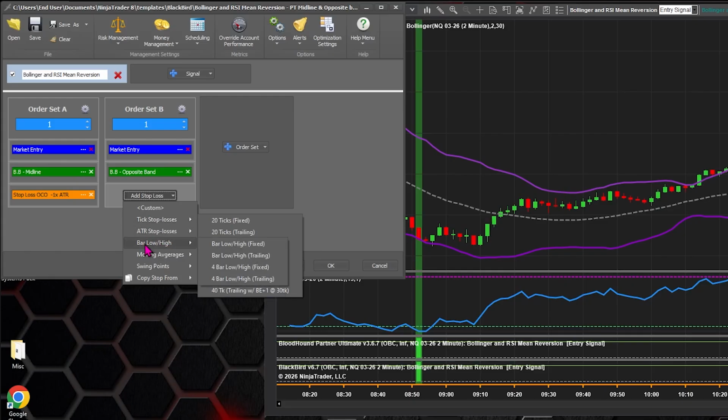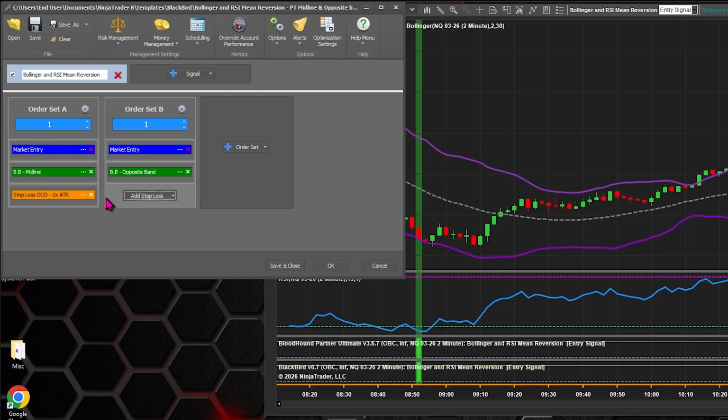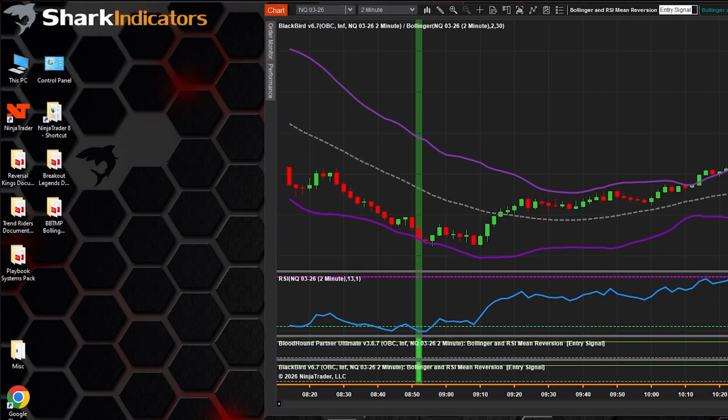Obviously for this system, you don't want to use the bar low because your entries are always going to be on the bar low, or the bar high. But let's say you just wanted to go for a fixed, tick-based stop loss. Then you could select that and use that instead. Lastly, if you don't want to use the opposite band, you can just hit the red X, and that removes the whole order set. Let me cancel that out.